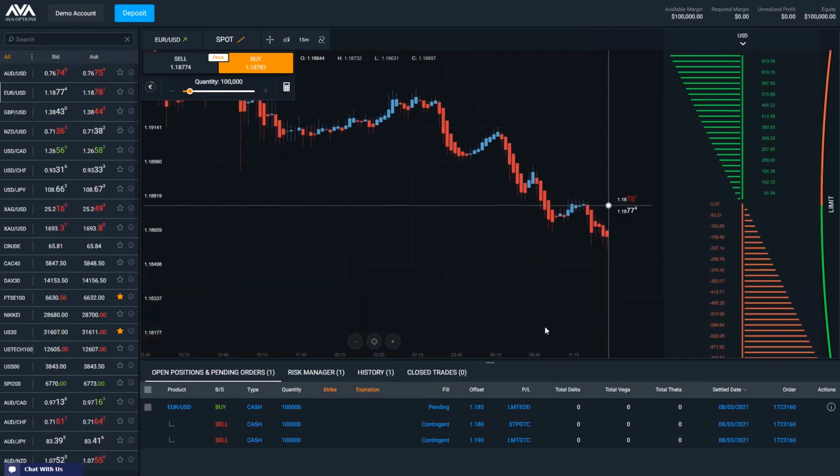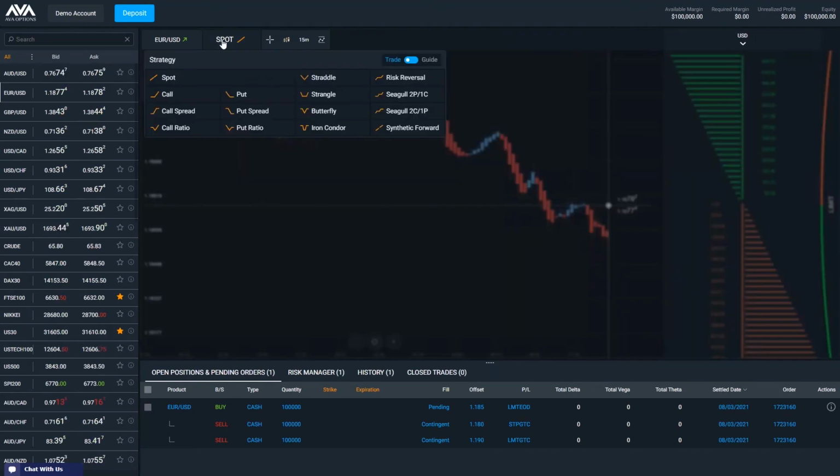So now instead of trading spot, let's trade an option. I click the word spot, and I'm going to choose my strategy. That's the strategy button. I can trade a call, a put, or I can trade option strategies like strangles and straddles and risk reversals and call spreads and put spreads.